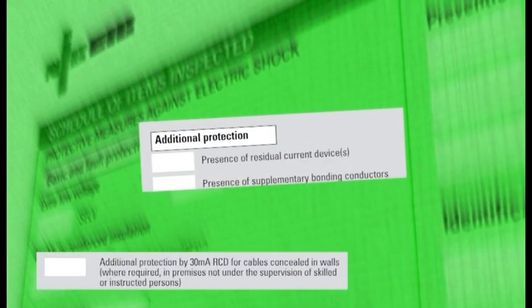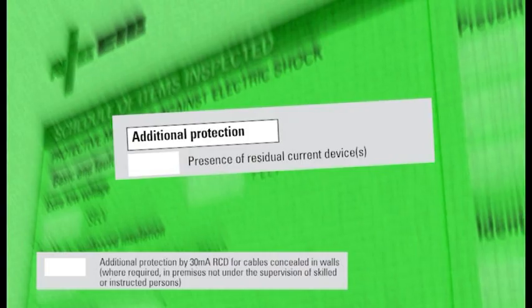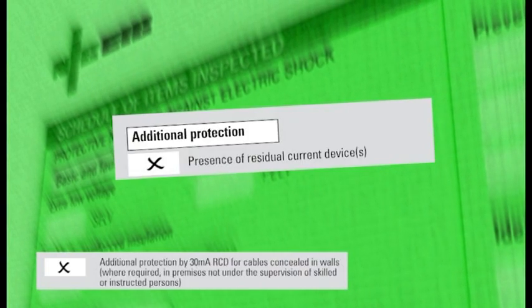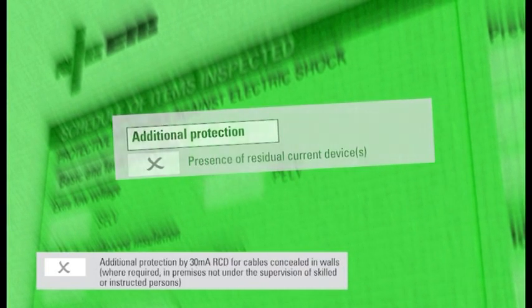When filling in this box, it's a good idea to cross-check with the other box we saw earlier with regard to RCDs for additional protection, as a cross in one may mean in some situations that a cross is required in the other.